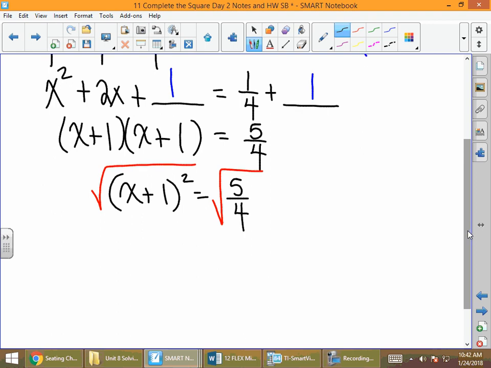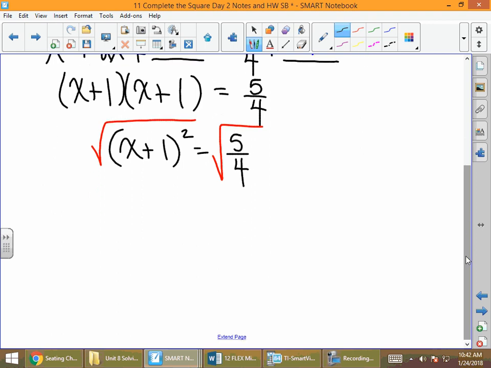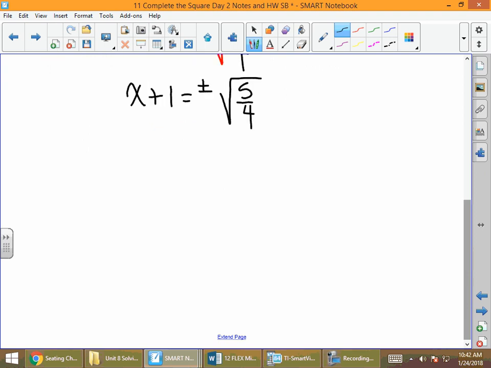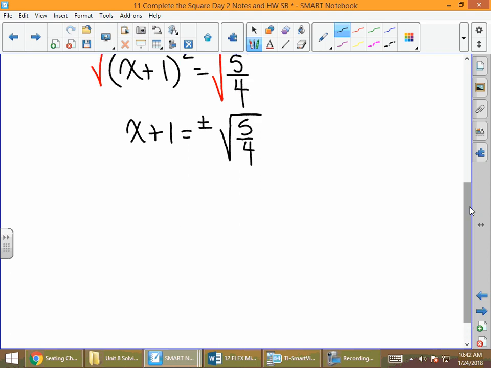but this problem is good because it's going to give me a chance to review here. I need to speed it up a little bit. But we get x plus 1 equals plus or minus the square root of 5/4. When we see the square root of a fraction, you can rewrite that square root as x plus 1 equals plus or minus the square root of 5 over the square root of 4.